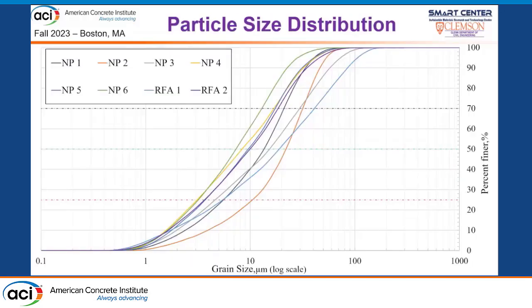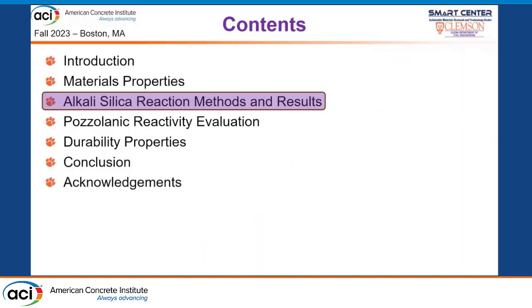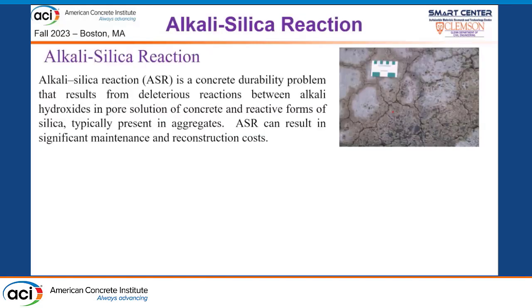And here is the particle size distribution of the materials, which is measured by laser diffraction. Even though all these materials are SCMs, the significant difference in median size among the materials indicates they are supposed to behave differently when blended in the concrete. Then I'm going to show the alkali-silica reaction results, which is a primary concern for using this kind of material.